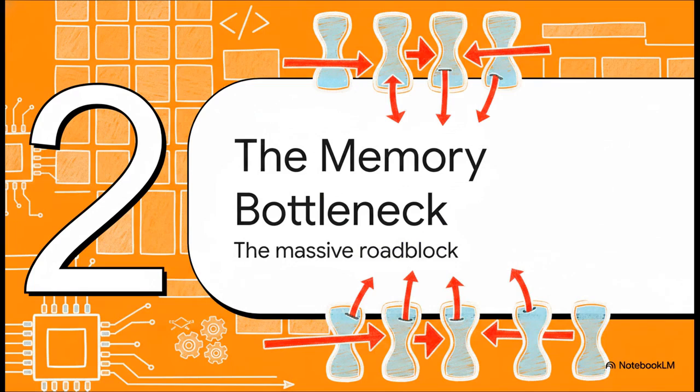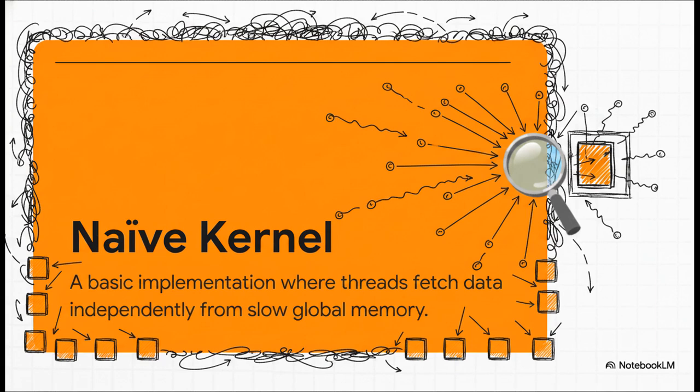Moving right along to part 2, the global memory bottleneck. Before we can optimize, we absolutely have to understand our baseline problem. When we first write a matrix multiplication algorithm, we almost always write a naive kernel. In this scenario, every single thread is completely selfish. It goes all the way out to the GPU's massive but slow and physically distant global memory to grab its data, completely ignoring the fact that the thread right next door probably needs the exact same numbers.